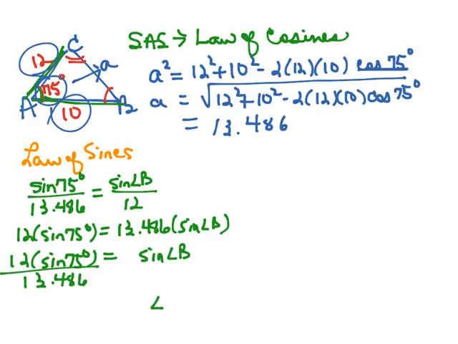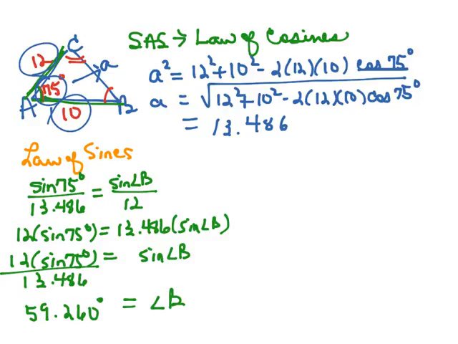So the sine of angle B is equal to 12 times the sine of 75 degrees divided by 13.486. So that means that to find angle B, we would have to use the inverse sine function on our calculator. So second sine of 12 times the sine of 75 divided by 13.486 gives us that angle B would equal 59.260 degrees if we round it to 3 decimal places.